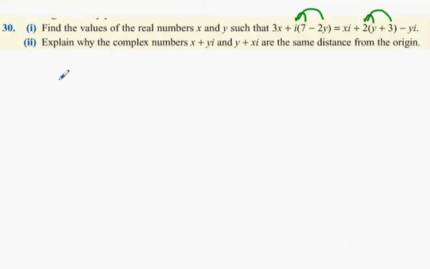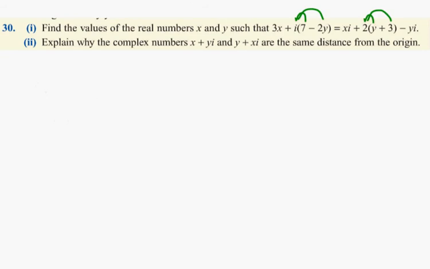X equals 4, y equals 3. Now, once we've done that, the next thing goes: explain why the complex numbers x plus yi and y plus xi are the same distance from the origin. Why are they the same distance from the origin?